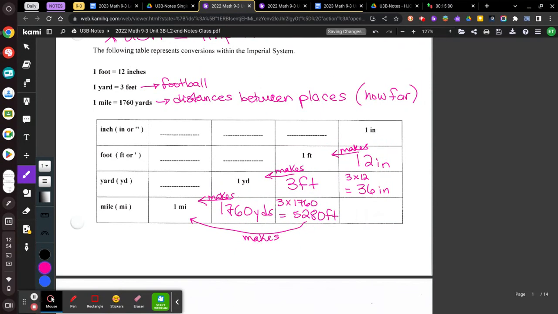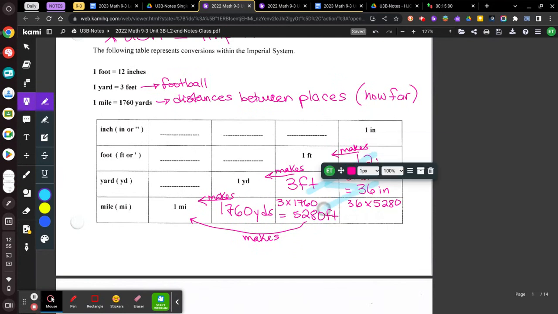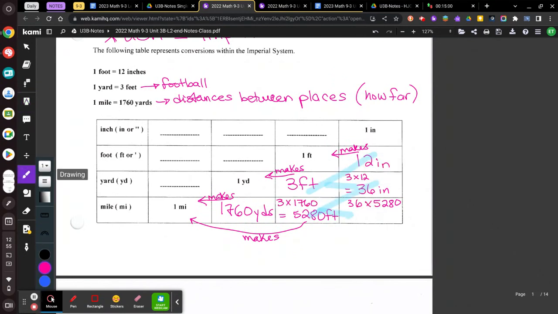Okay, now for inches, we're going to say 36 inches times 5280. So what you're doing is multiplying. If you take a look, these two multiply to give you that one, and these two multiply to give you that one. That's the way this is working. So 36 times 5280, it's a really big number: 63,360 inches.